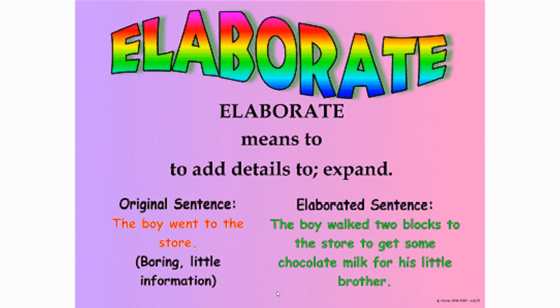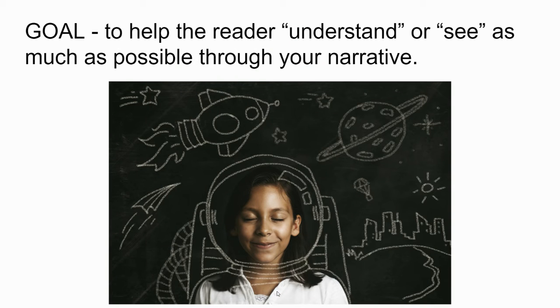So to elaborate means to add details and to expand. So you see an example there, an original sentence, the boy went to the store, but the elaboration adds so much more details. It tells us how the boy got to the store. He walked, how far it was, 2 blocks, and what he went to get, chocolate milk, and for whom the groceries were, and it was his little brother. So you can see that an elaborated sentence is expanded, it's much longer, and it also adds many more details. So the goal is for you to help your reader understand as much as they can in your narrative.